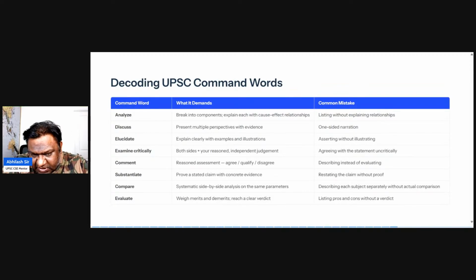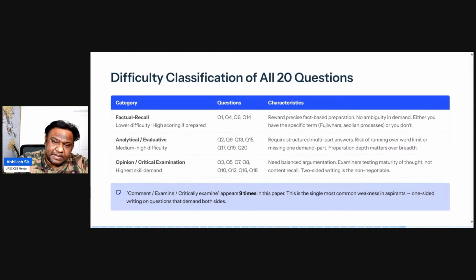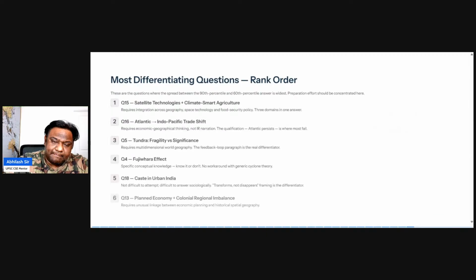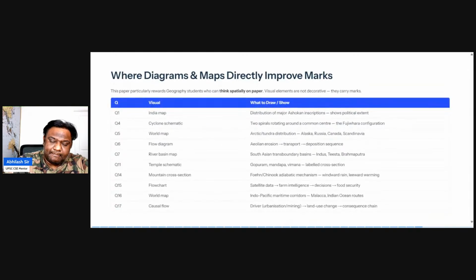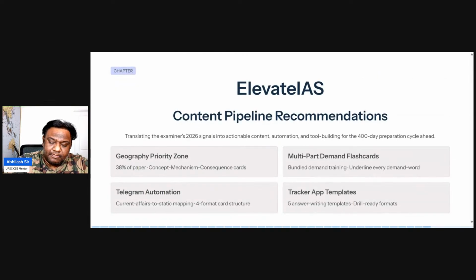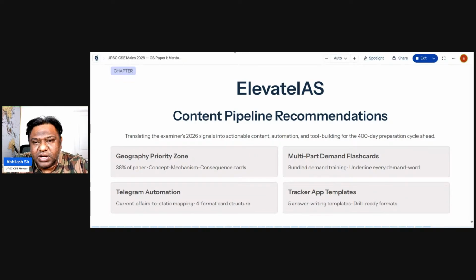So there is a list of these directive words and things like that. I'll be sharing this also. You can keep it as a record for yourself. So with that, I conclude today's analysis for paper one, and shortly we'll see paper two.